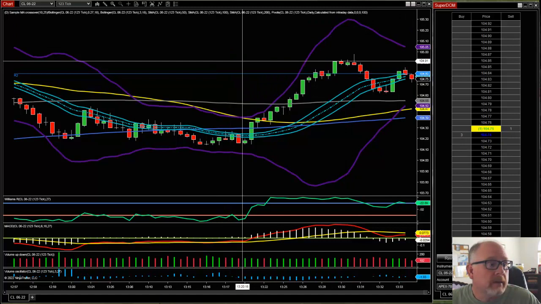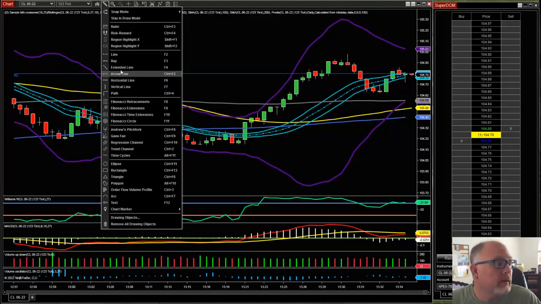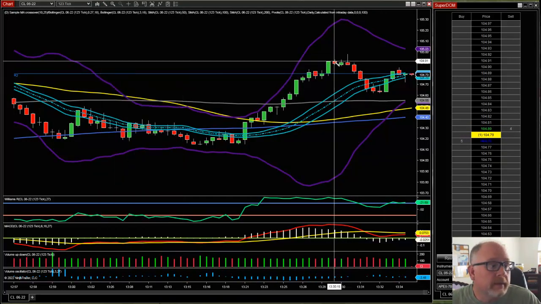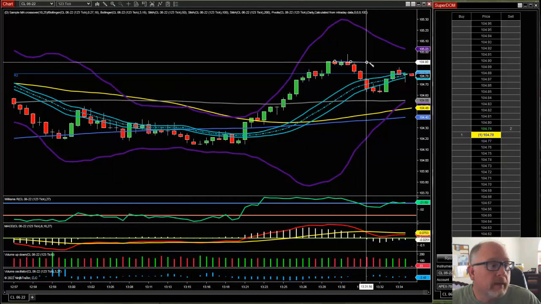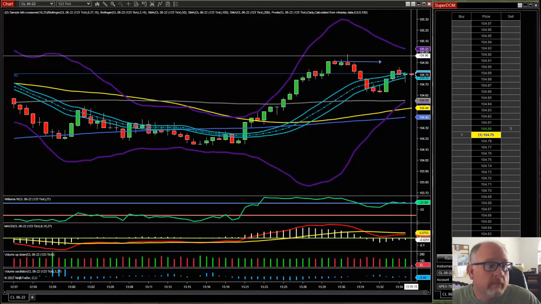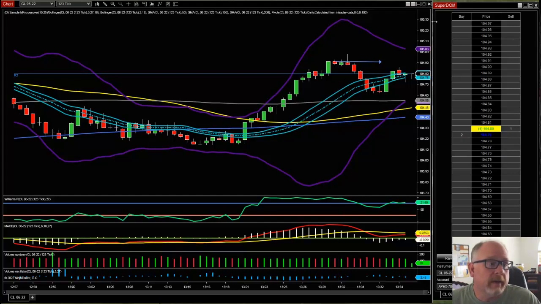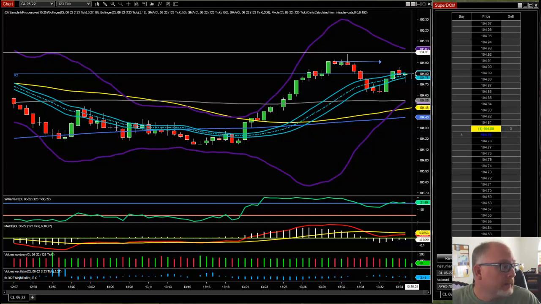104.72. Got a horizontal line. Let's just put the arrow line on for now because we know what that looked like previously. Right there. Very dangerous setup here to be shorting.